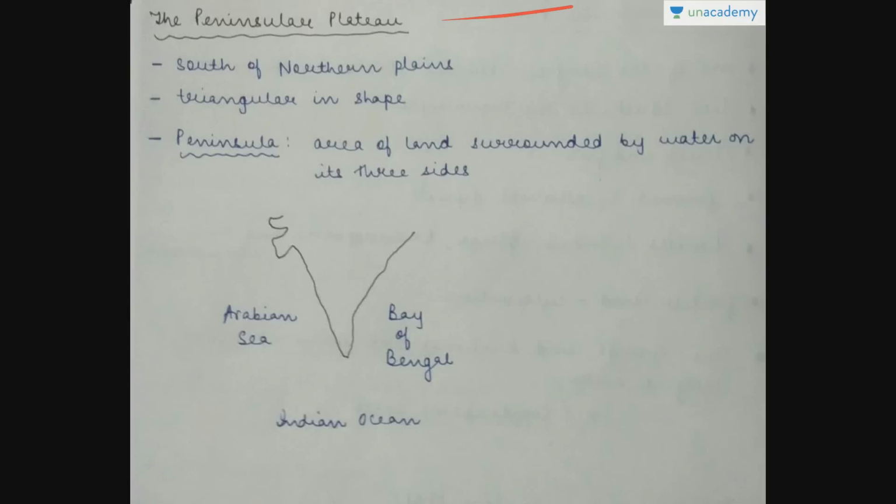Now the peninsular plateau is in the south of the northern plains. So here were the northern plains, here was the desert, here were the Himalayas. So this is the plateau area. This is triangular in shape. And what is a peninsula? It is that area of land which is surrounded by water on three sides. So the Indian peninsular plateau is surrounded by water on three sides. On the west, the Arabian Sea, on the east the Bay of Bengal, and in the south the Indian Ocean. Then in the north are the plains, Himalayas and deserts.